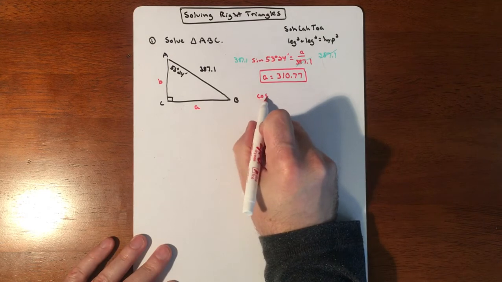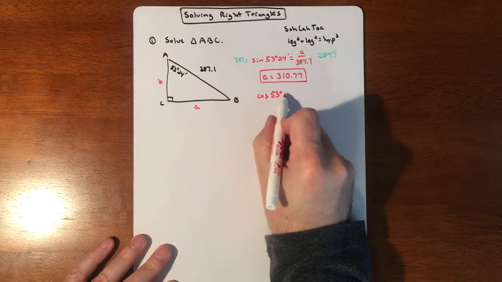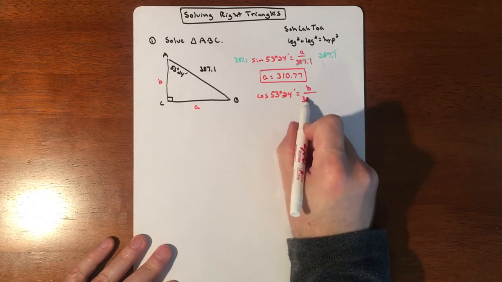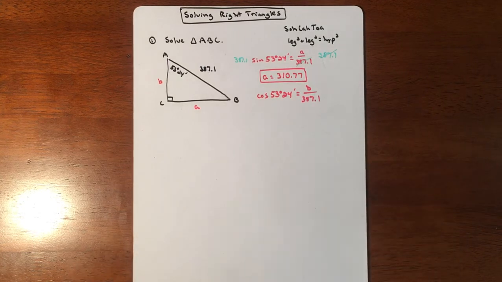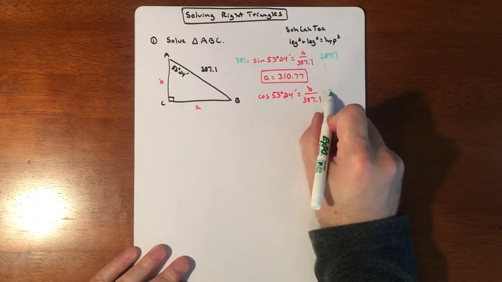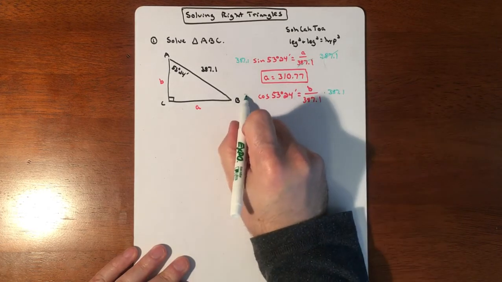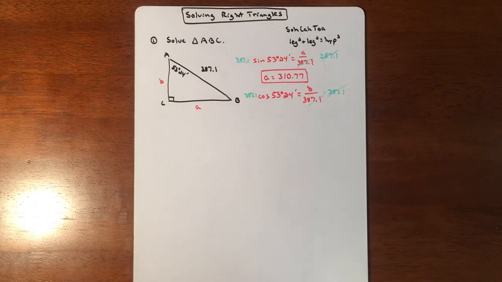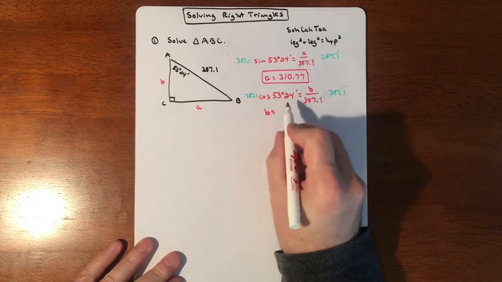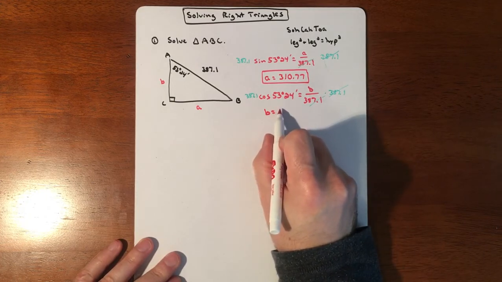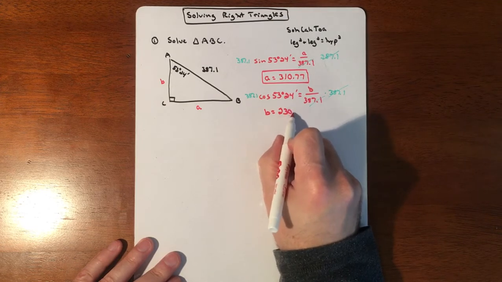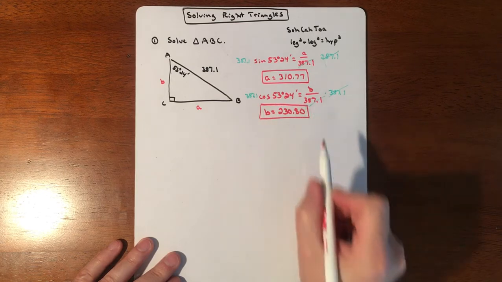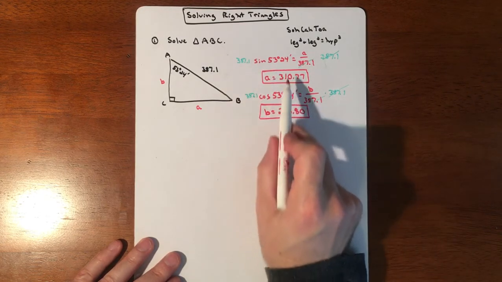So cosine of 53 degrees, 24 minutes equals B over 387.1. Same kind of thing. We're going to clear out our fraction. If we multiply both sides by 387.1, that goes away, and it gets us B by itself. So B is going to equal 230.80. We'd be plugging that into a calculator, and here's our two values.